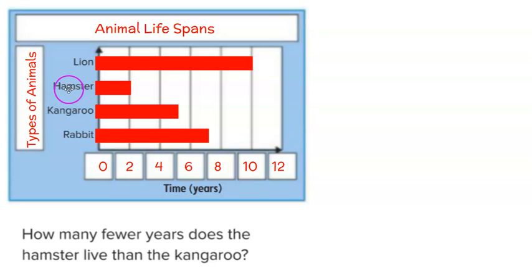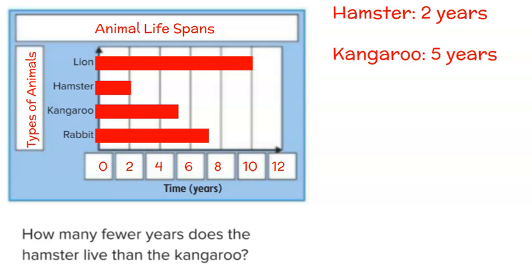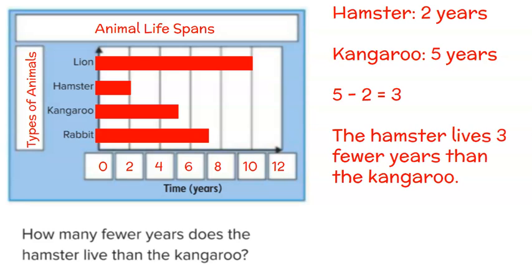So we have 5 minus how long a hamster lives for. The hamster lives for 2 years. So we need to do 5 minus 2. The hamster lives for 2 years. Kangaroo is 5 years. So 5 minus 2 is 3. The hamster lives 3 fewer years than the kangaroo.